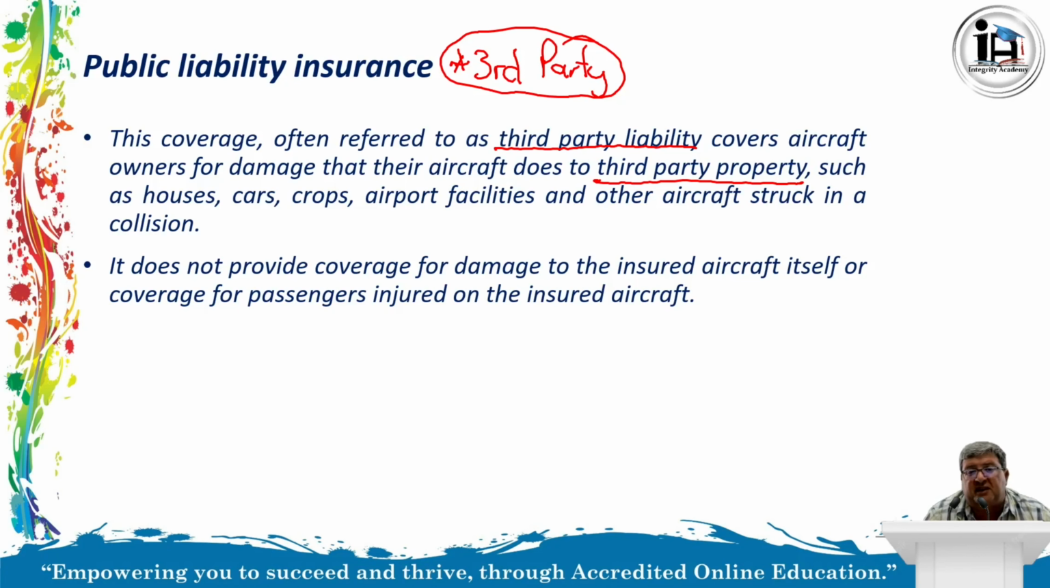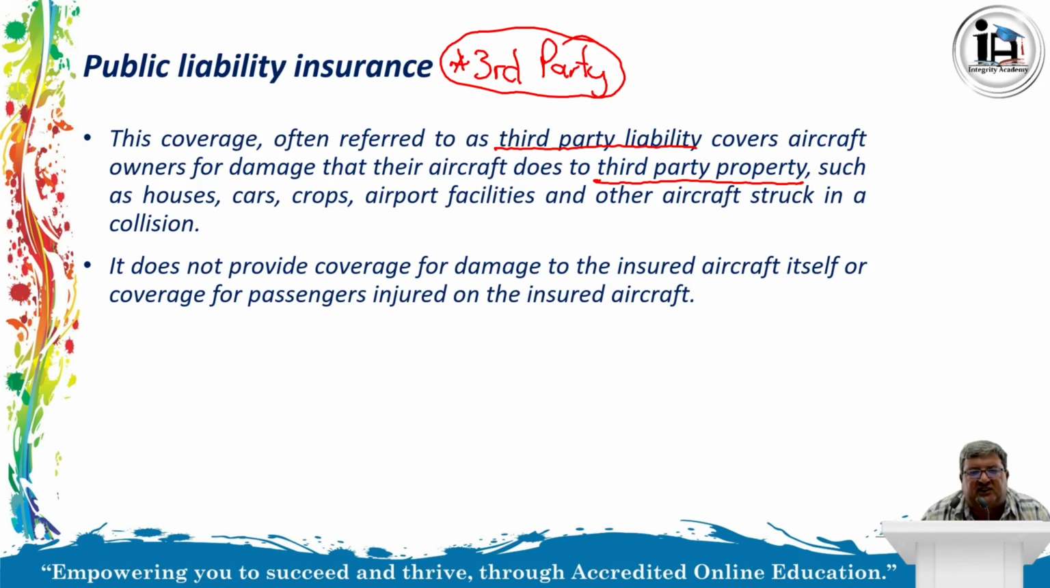Also, the pilot might make an emergency landing on the freeway, and then there are some cars involved. As they see the airplane, they stop and ram into each other, and there's a big collision on the highway because of this airplane that made the emergency landing, which has happened in the past. So then all these people also need to be reimbursed. So you see the second bullet, it does not provide coverage for damage to the insured aircraft itself or coverage for passengers inside the insured aircraft. There is other insurance for that, which we are going to look at now.